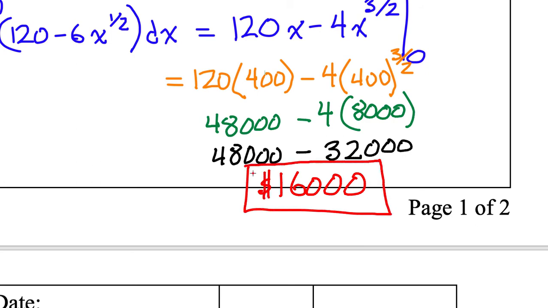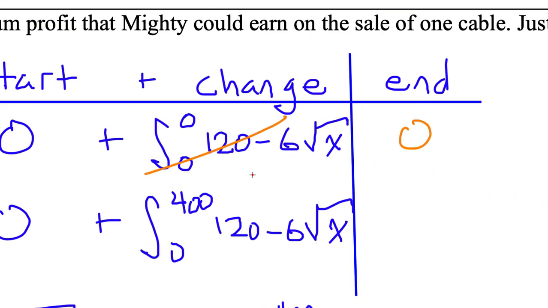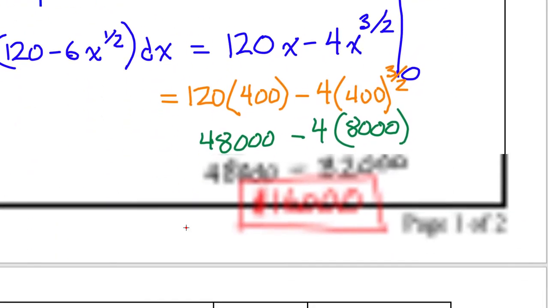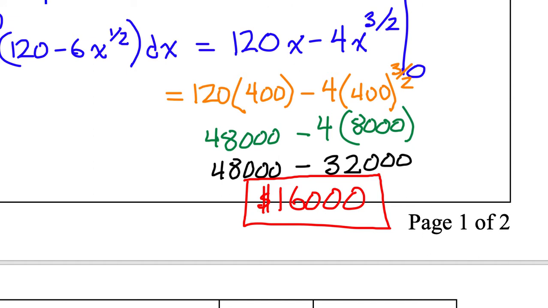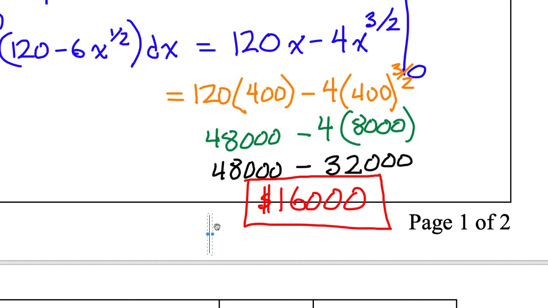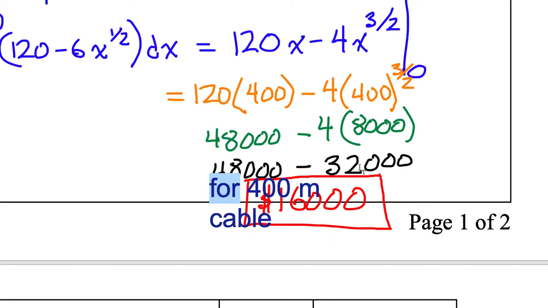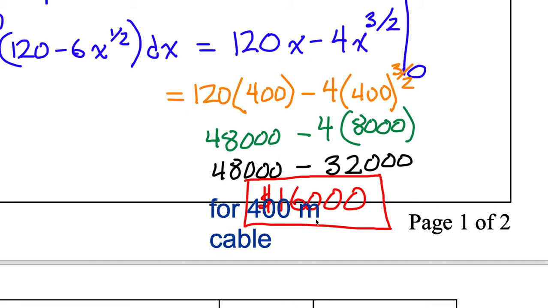Final answer and box it. And that happens when they sell a 400-meter cable. So I'll say $16,000 for a 400-meter cable, and you can just type this in really quick. And I really should make that font size smaller. That's ginormous. Let's make that, I don't know, 14. Oh my gosh, computer, you got this. It's the lack of a graphics card.